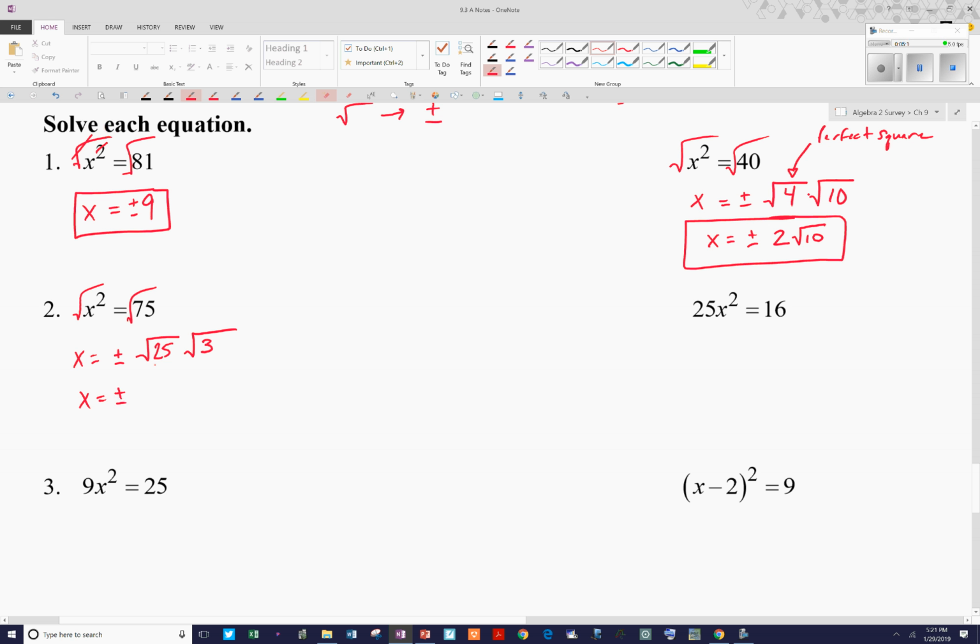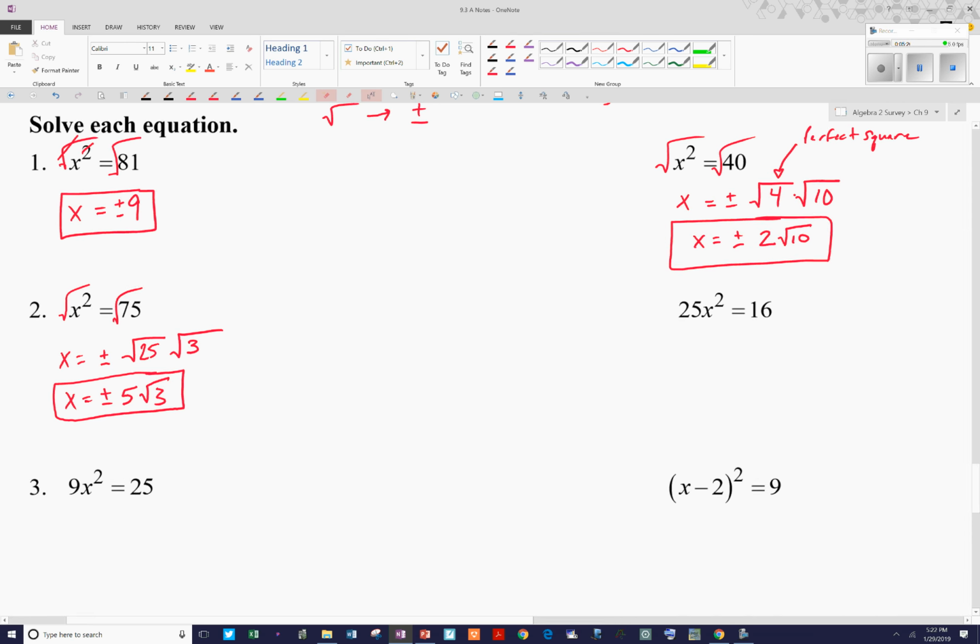So I bring that positive negative down. The square root of 25 is 5. And then we just drop that square root of 3 down. There's our answer. Actually, our two answers. Positive 5 square roots of 3, negative 5 square roots of 3 to that equation.